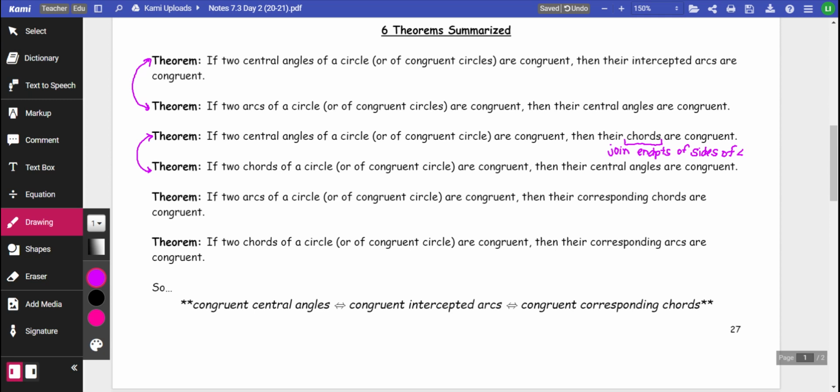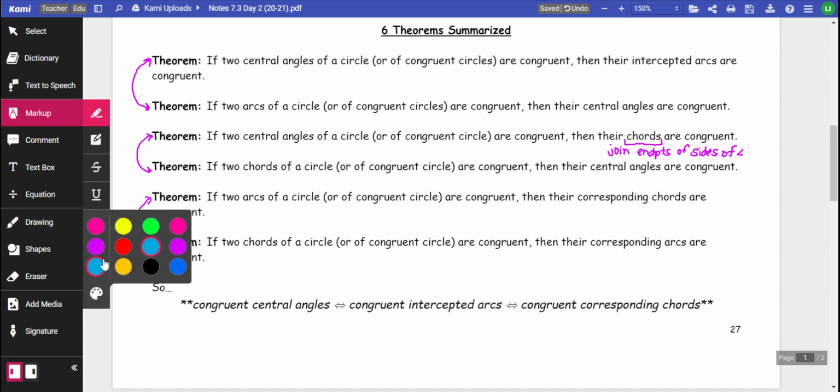Finally, my last 2 theorems state if 2 arcs of a circle or of a congruent circle are congruent, then their corresponding chords are congruent. So now we have arcs and chords. And again, the converse of that theorem states if 2 chords of a circle or of a congruent circle are congruent, then their corresponding arcs are congruent. So if we're given congruent chords, then we have congruent arcs.